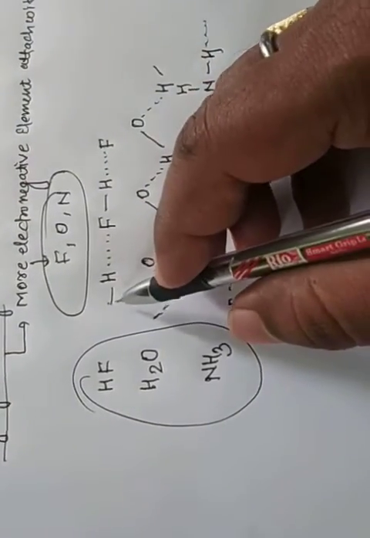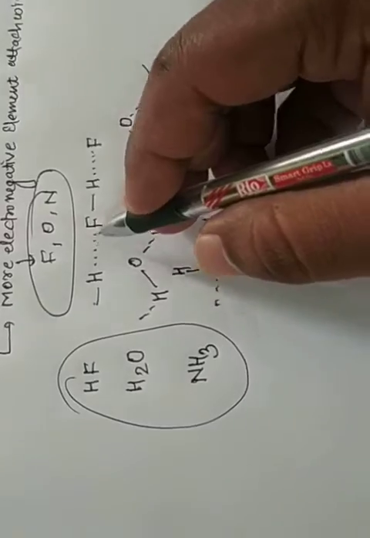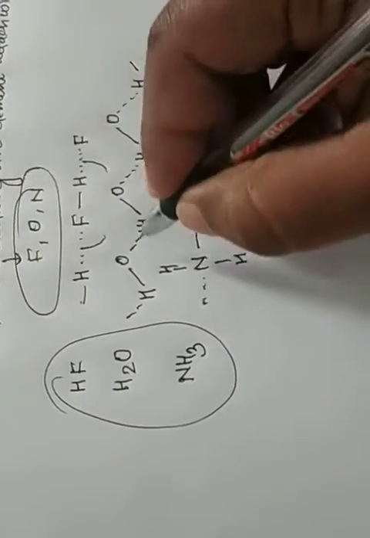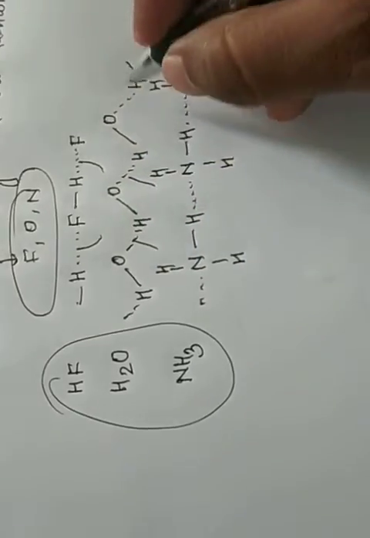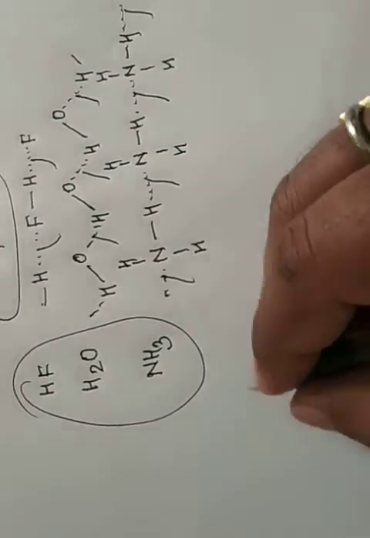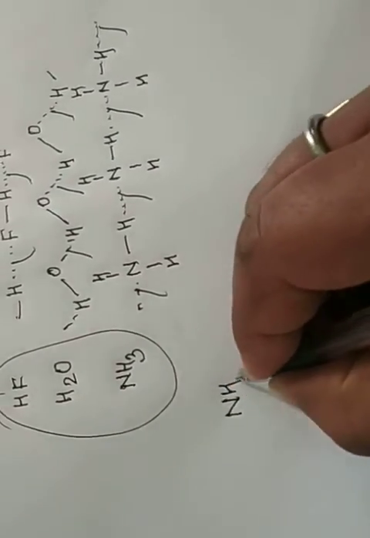Look, first is a single bond, a simple solid line, then H dotted F. It means there is a hydrogen bond. A dotted line is a hydrogen bond. If there is a hydrogen bond in any compound, it means it is more soluble in water. Clear? 100% clear.